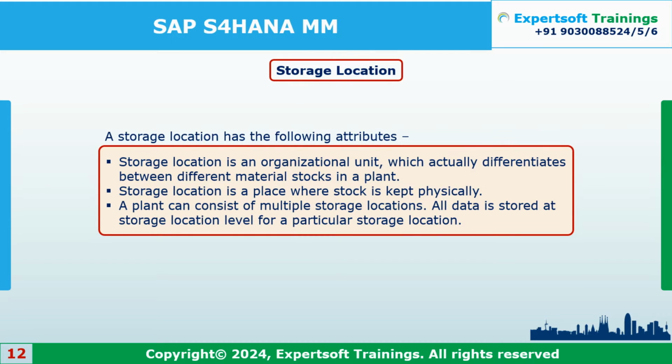Storage location is also an organization unit which differentiates between different material stocks in the plant. Storage location is a place where stock is kept physically, that is, in real time. A plant can consist of multiple storage locations, and all the data is stored at the storage location level for a particular storage location.